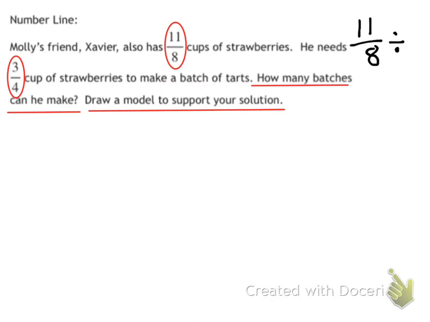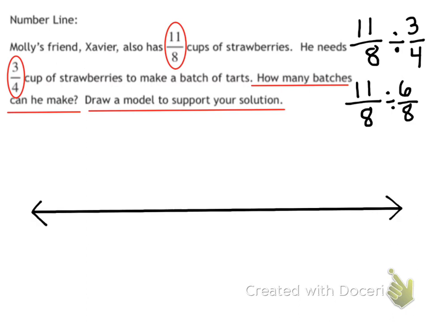So I'm going to go ahead and write 11/8 divided by 3/4. And I notice that I have different denominators. I have a denominator of 8 and a denominator of 4. Before I can continue, I need to have like denominators. And I need to do that by finding the lowest common multiple of 8 and 4. And I know that the lowest common multiple of 8 and 4 is 8. So my new division problem is 11/8 divided by 6/8. So now I can go ahead and draw my number line.